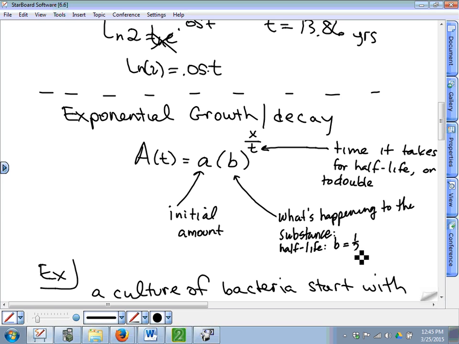B equals 1/2, because you get half of the substance remaining at each half-life cycle. A half-life is B equals 1/2. If it's doubling, isn't question 8 talking about the bacteria doubles every 4 hours? So then if it's doubling, then B equals 2.